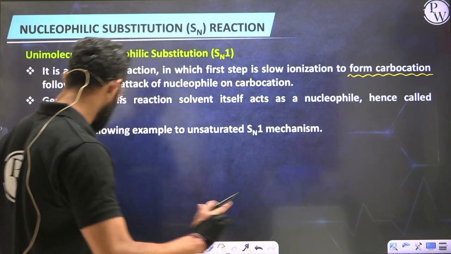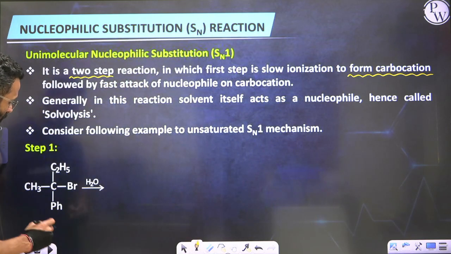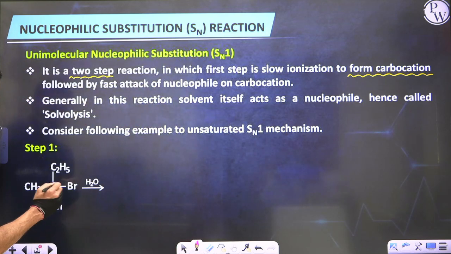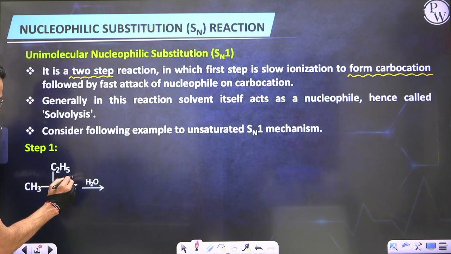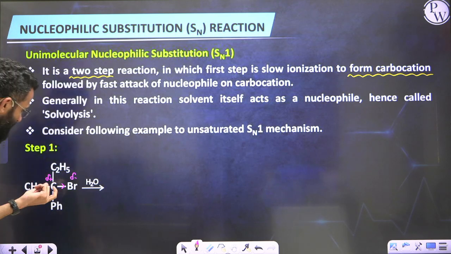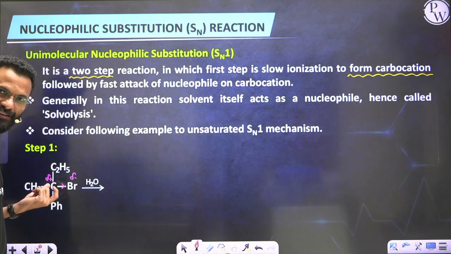Alright, now look at this substrate here. The carbon-bromine bond is certainly going to be a polar covalent bond, because bromine, being more electronegative, will pull the bonding pair of electrons toward itself, acquiring delta minus, and carbon will acquire a delta plus charge here, which makes this carbon electron deficient, isn't it?